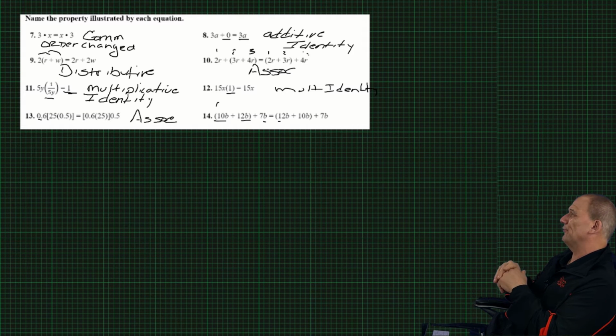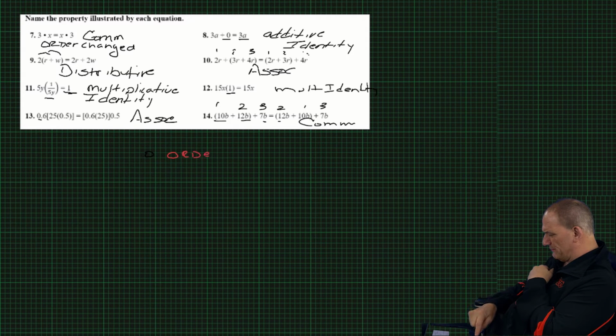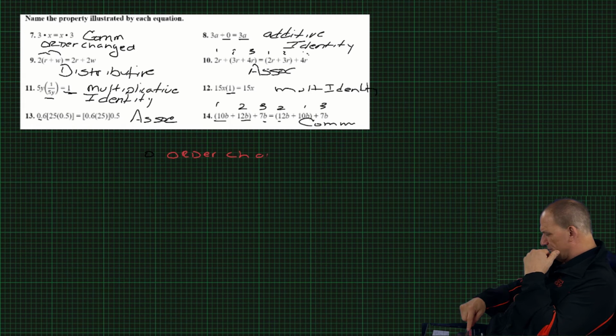14. Here they do change the order. 10b in the first one, and then 12b is the first one on the other side. Commutative. That's how easy that is. That's how easy these properties can be explained to you. Look for the change in order. All right, so we're getting ready to move on.